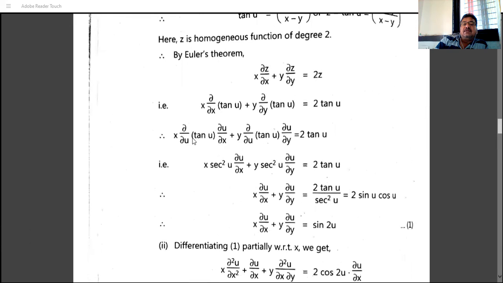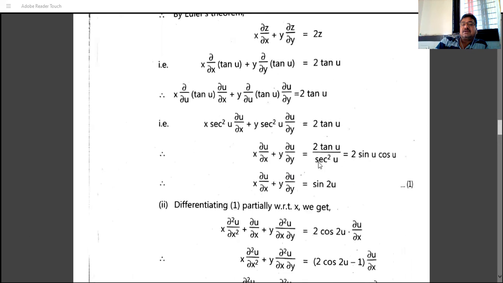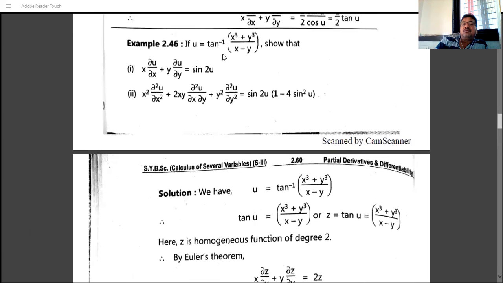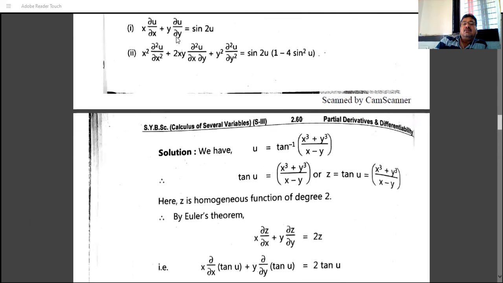And then use the chain rule. ∂/∂x of tan u is ∂/∂u of tan u into ∂u/∂x, and ∂/∂y of tan u is what? ∂/∂u of tan u into ∂u/∂y. And then the derivative of tan u with respect to u is sec square u. Then dividing throughout by sec square u, we have 2 tan u by sec square u. Tan u means sin u by cos u, divided by sec square u means into cos u. Then we have 2 sin u cos u, and that is sin 2u. So that is what we have to prove: sin 2u.